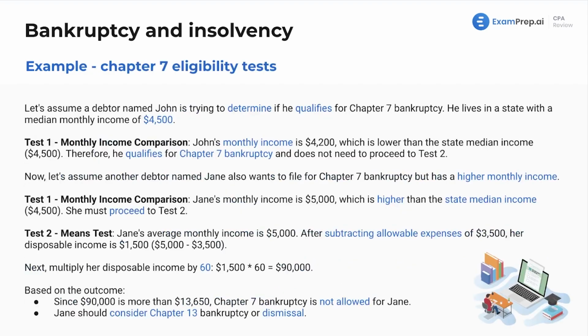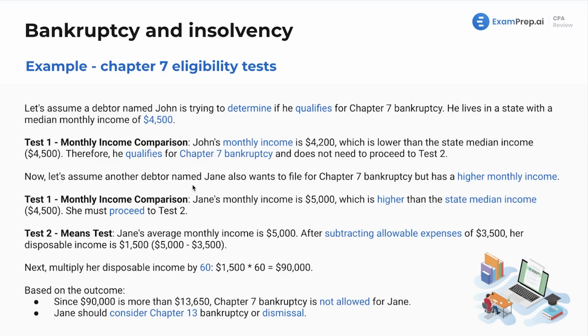All right, let's see a nice little example here. Let's assume that a debtor named John is trying to determine if he qualifies for Chapter 7 bankruptcy. He lives in a state with a median monthly income of $4,500. First off, we have test one. Let's compare John's income. John's monthly income is $4,200, which is lower than the state median income. Therefore, he qualifies and does not need to proceed to test two.